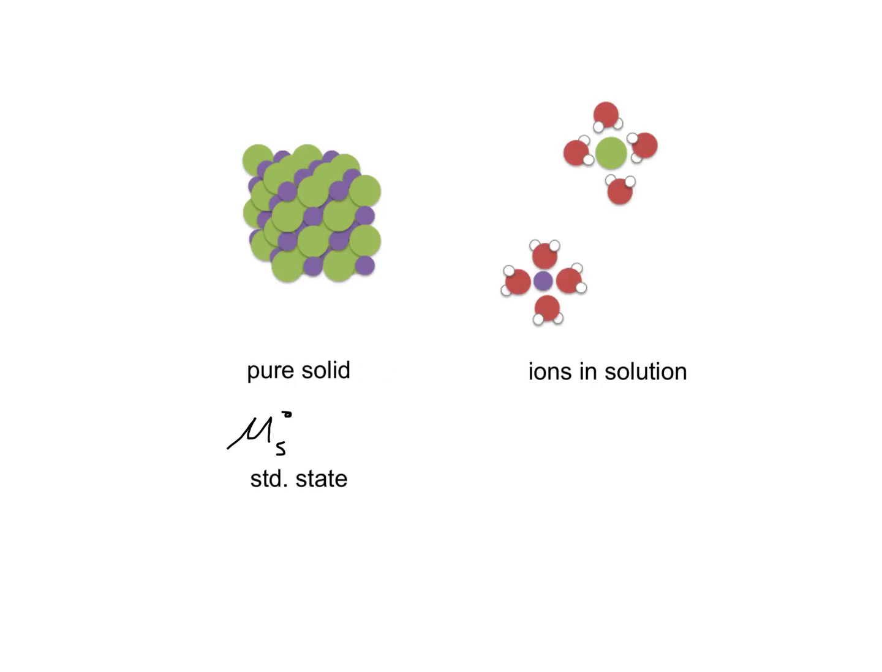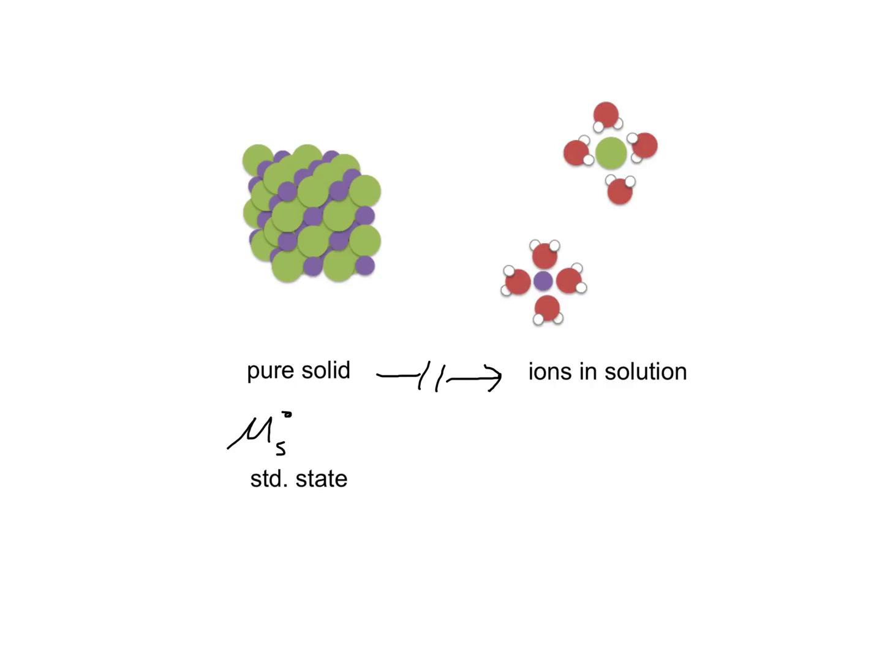Thus, the properties of the solid change discontinuously as I make the solution. And so it makes no sense to reference these solute molecules to the pure solid because they look nothing like the pure solid. So instead of referencing the solution to the pure substance, we will reference the solute molecules in solution to a given concentration solution.